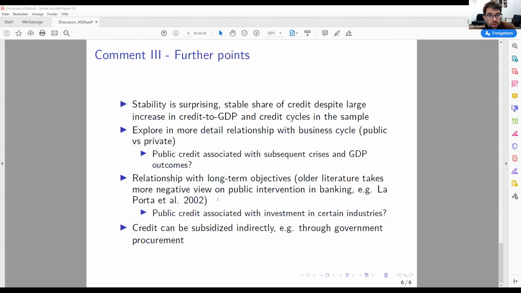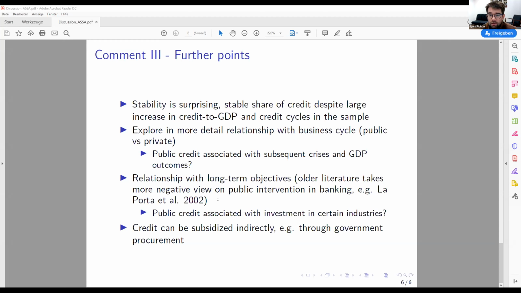And then let me just highlight some further points that I had while reading the paper. First of all, I was a bit surprised by the stability of the series as a share of total credit in many countries. This is despite a large increase in credit to GDP ratios in most countries. So this means the state or public credit also increased. It increased at the same rate as private credit.